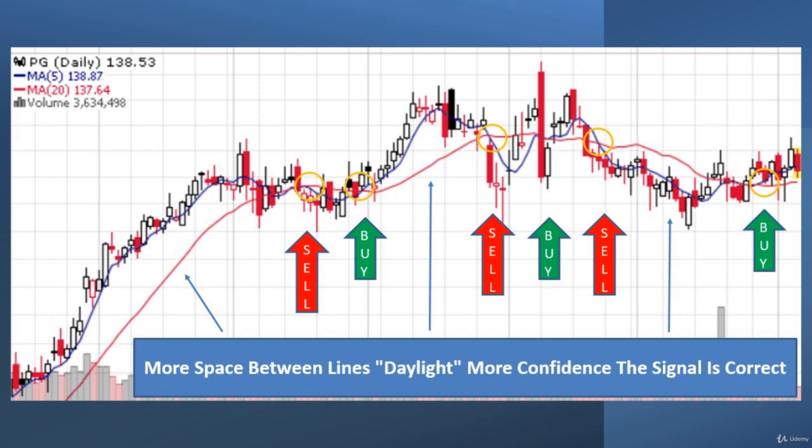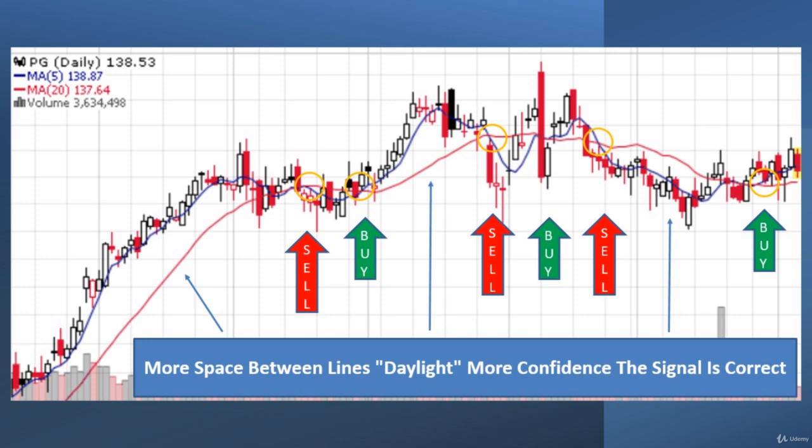So if we look over in the far left, or where the arrows point, and the other two areas as well, there's a lot of daylight, a lot of space in between the blue and the pink line. So that gives us confidence that, okay, this is pretty strong. It's going to probably keep going on that uptrend, for example, on the far left. And so we feel pretty good.